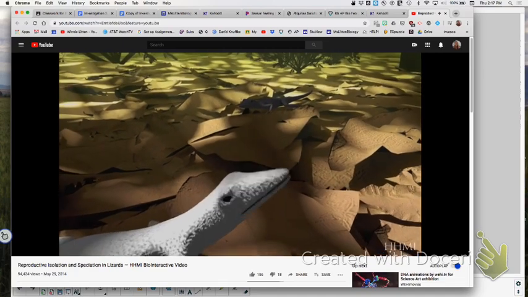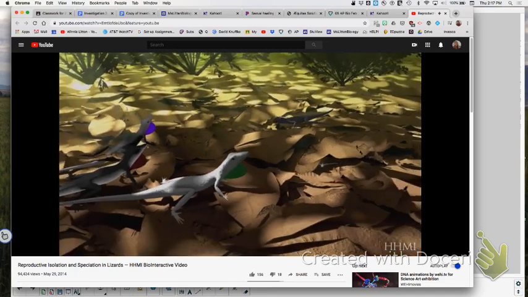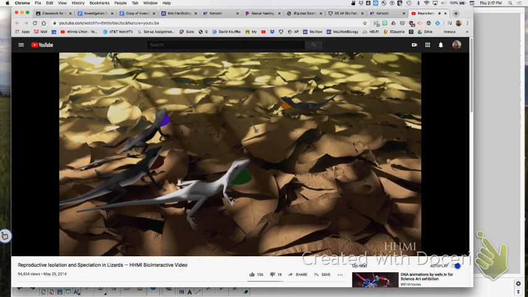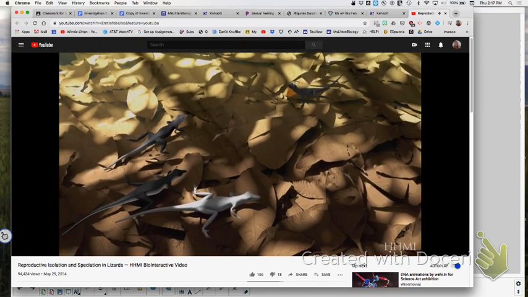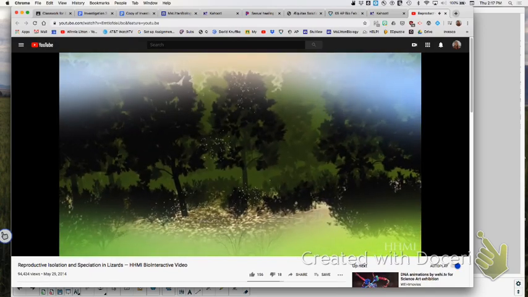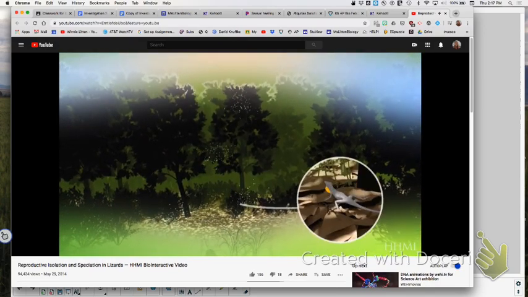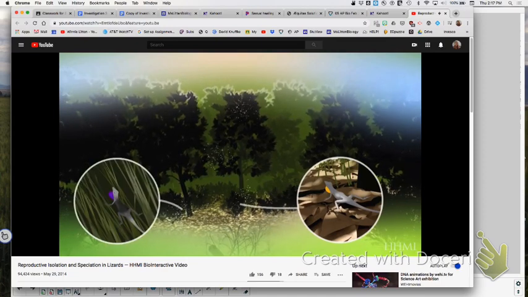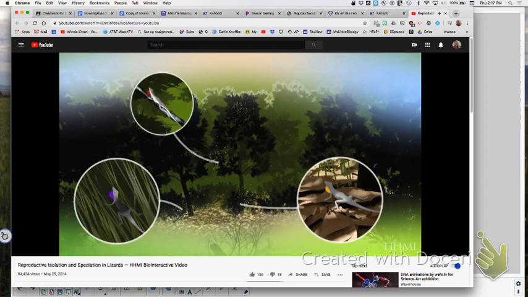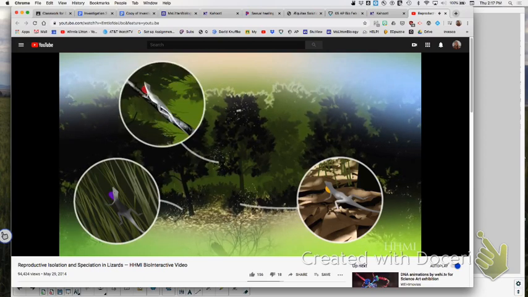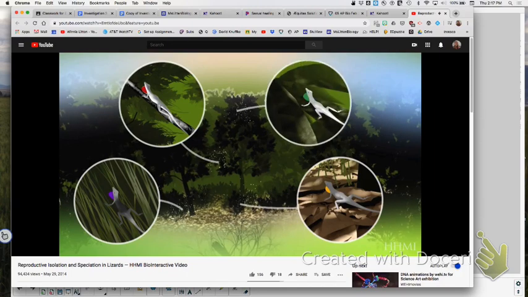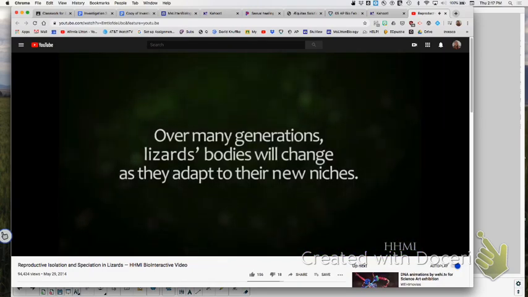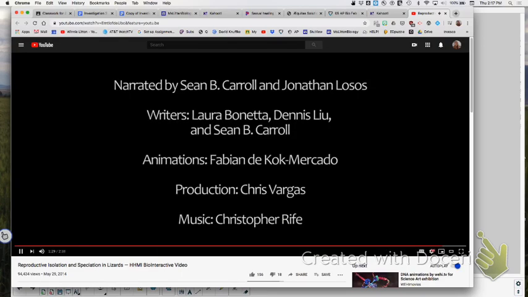Once species have formed, competition drives the evolution of different body types. Species living in the same area compete for resources. But if members of one species move into another habitat, they can use resources not available to the other species. Over many generations, natural selection favors traits that enable species to occupy different habitats. Okay, that is it.